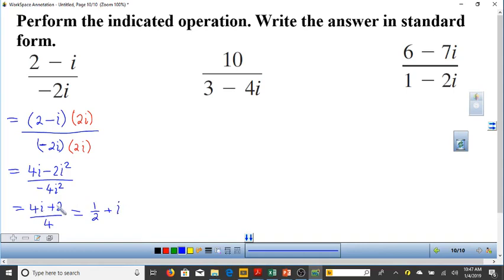And of course, I put the real part first because of standard form. Now, that's the end of that example. Let's do the next example.